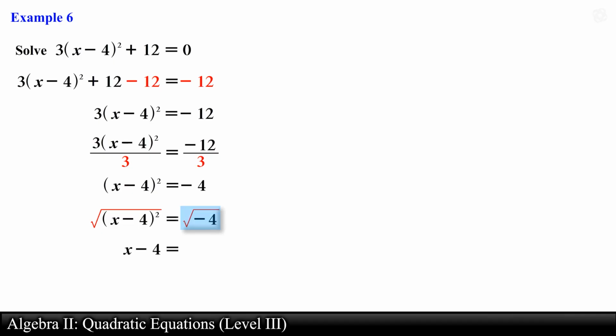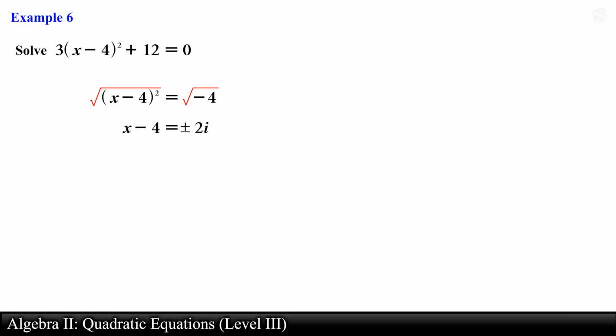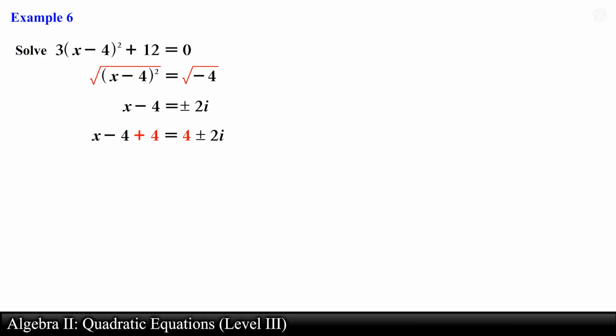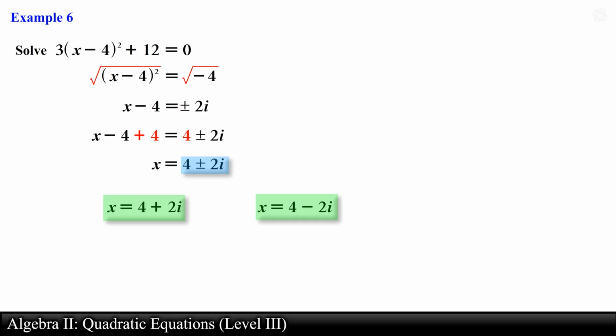Here, the square root of negative 4 reduces to positive negative 2i. Remember, the square root of a negative number is equal to i times the square root of that number. The last step is to solve for x by adding 4 to both sides of the equation. So our final answer is 4 plus 2i and 4 minus 2i. Notice that we ended up with complex numbers as our solutions. Remember, quadratic equations may have real, imaginary, or complex solutions. Now let's end this video with a final example.